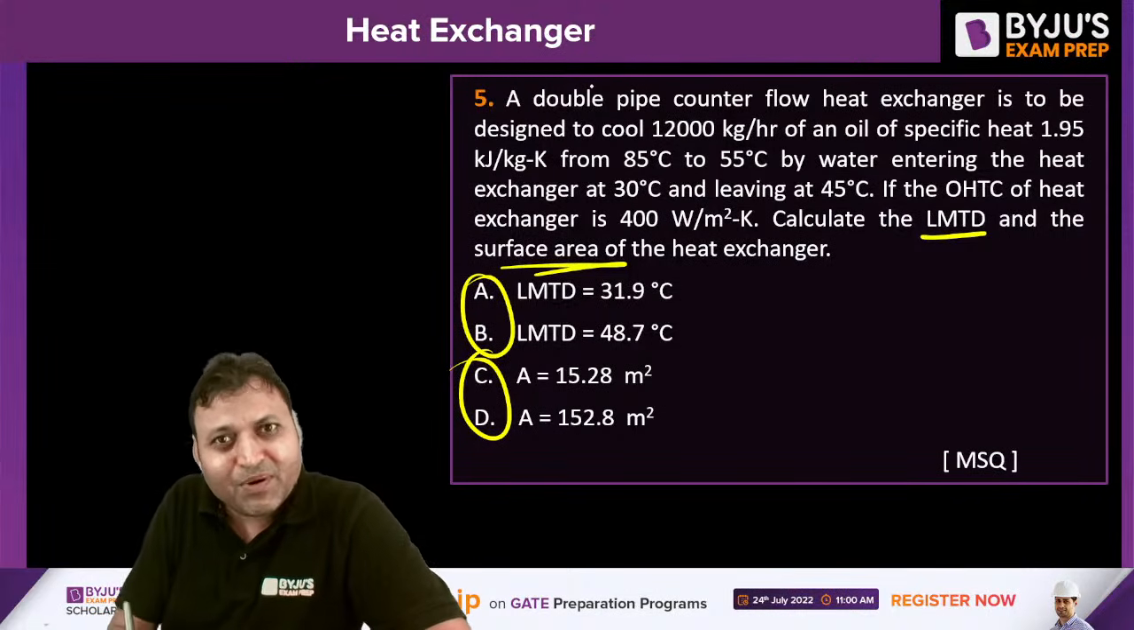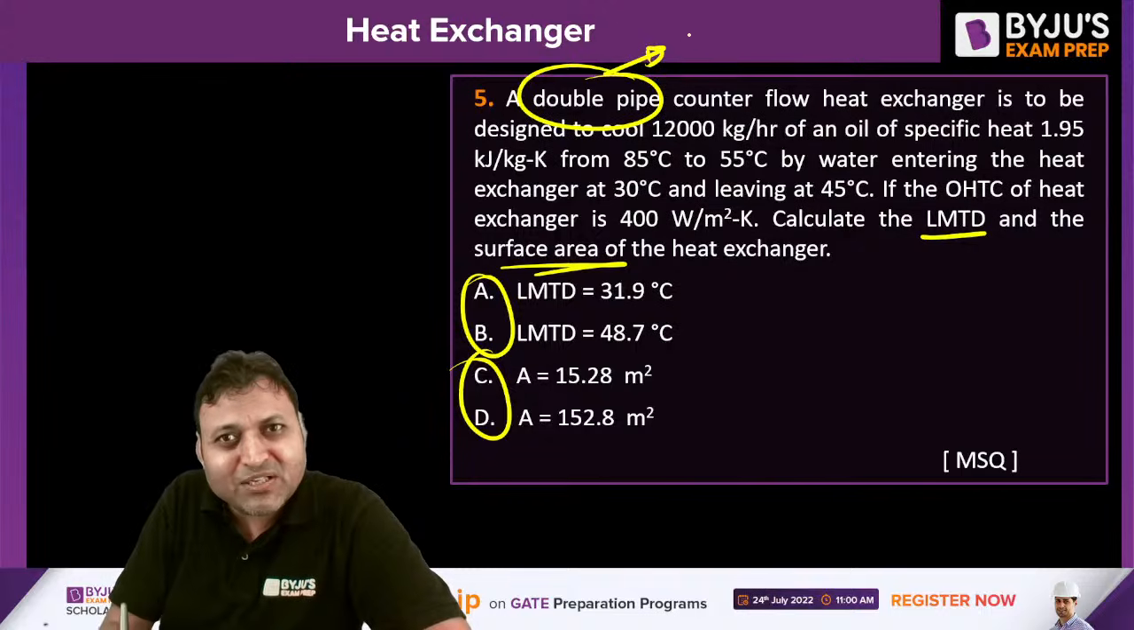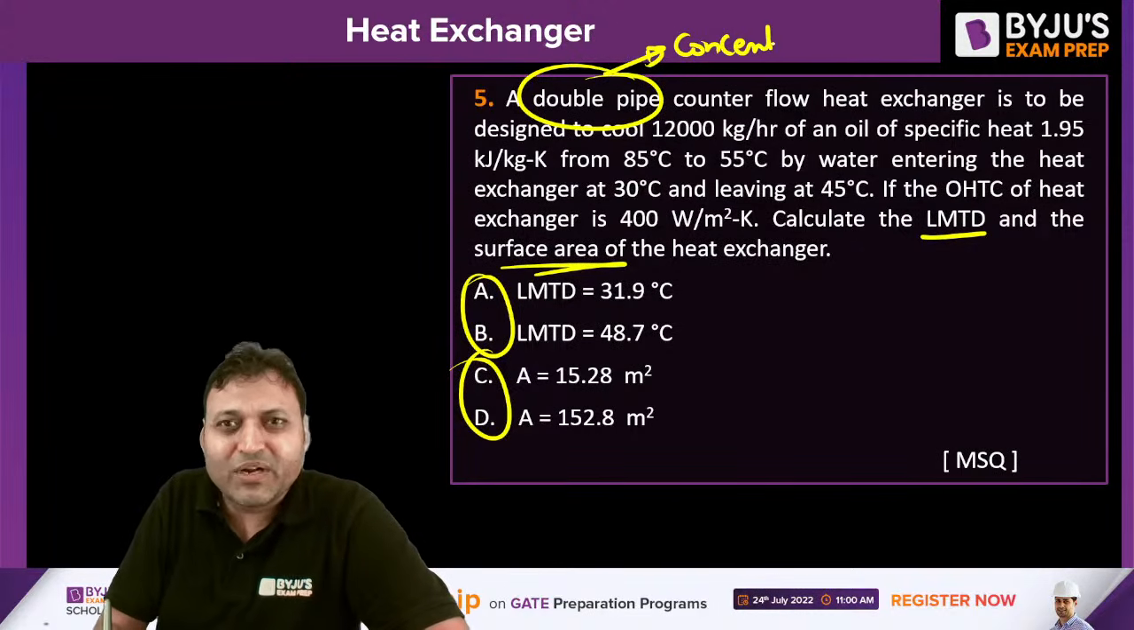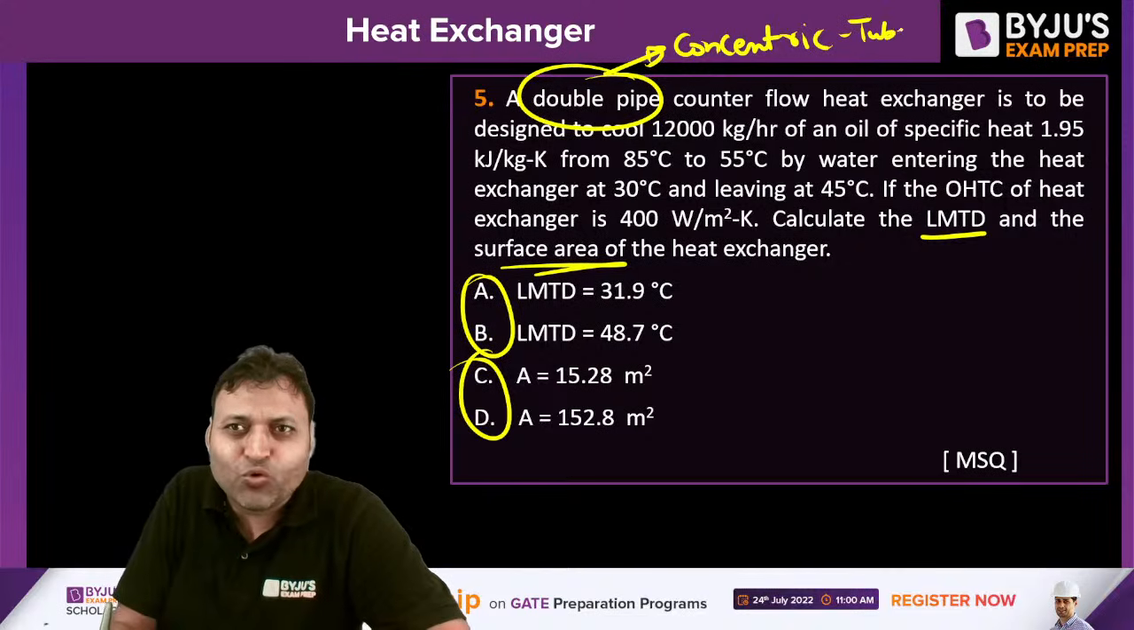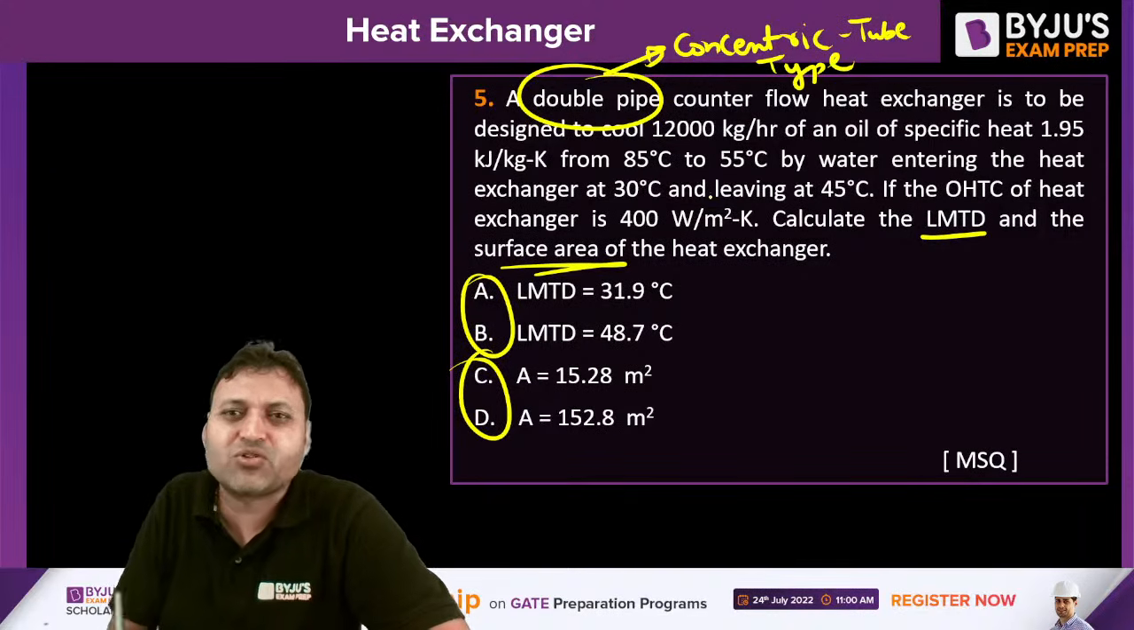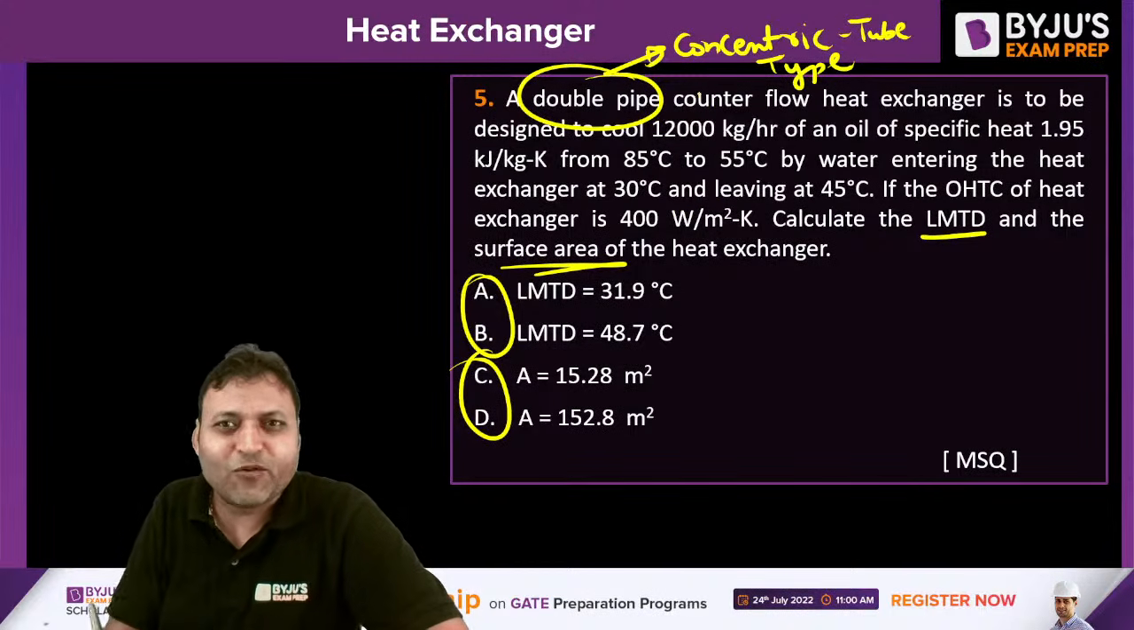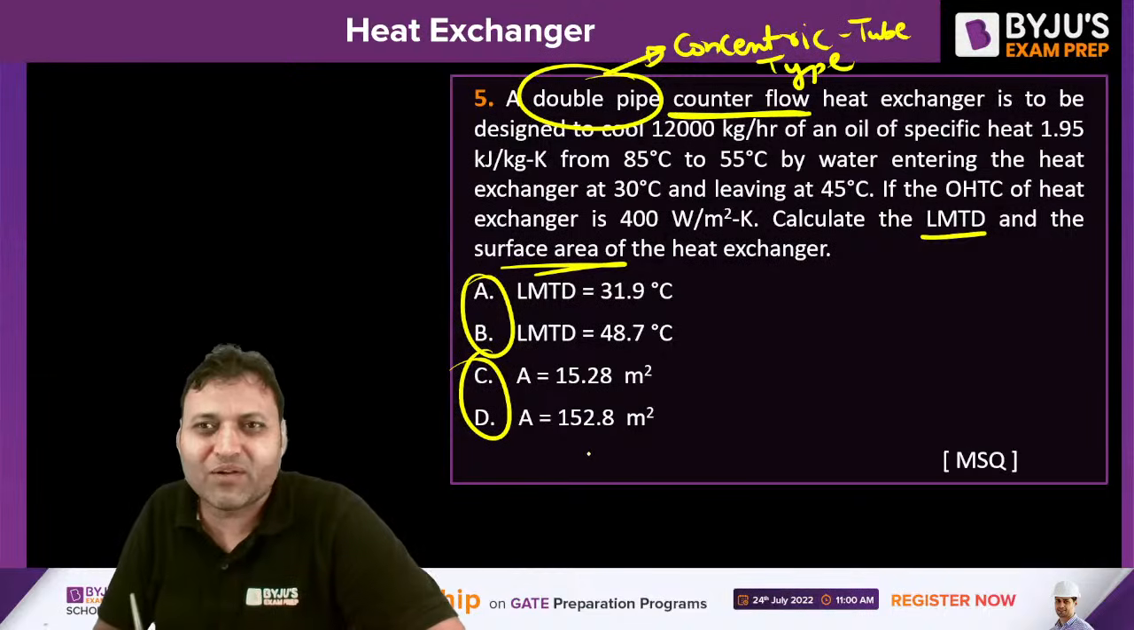A double pipe. What is a double pipe? Double pipe is concentric tube type. So it can be counterflow or parallel flow. There are two concentric tubes. That is called as double pipe. Can be parallel flow or counterflow, but it is given as counterflow heat exchanger.